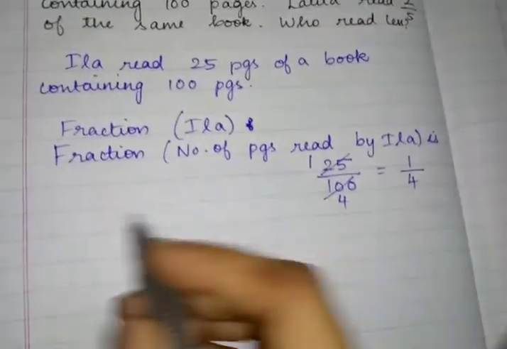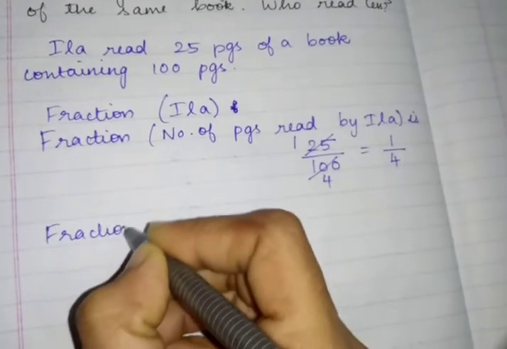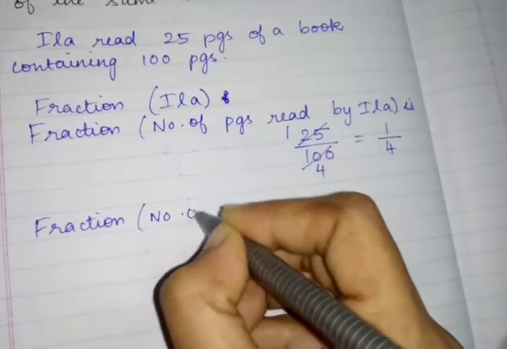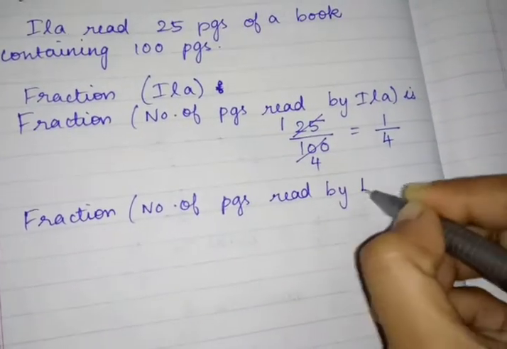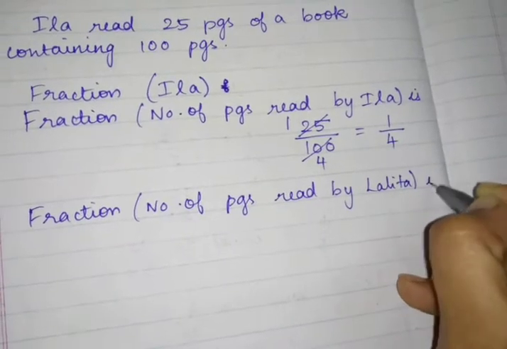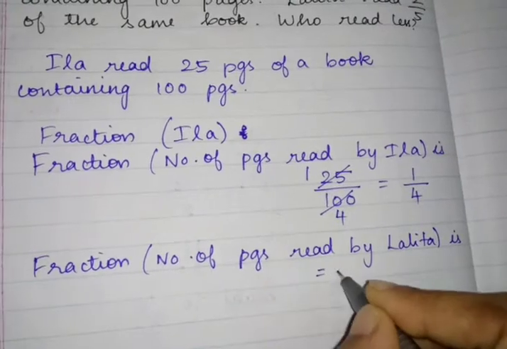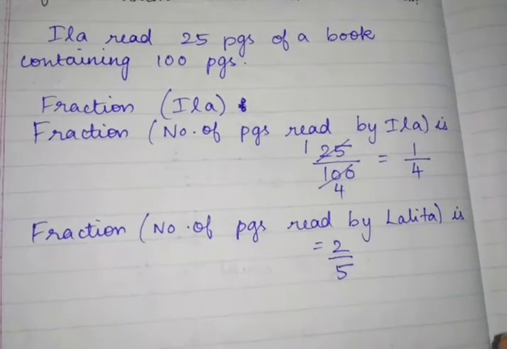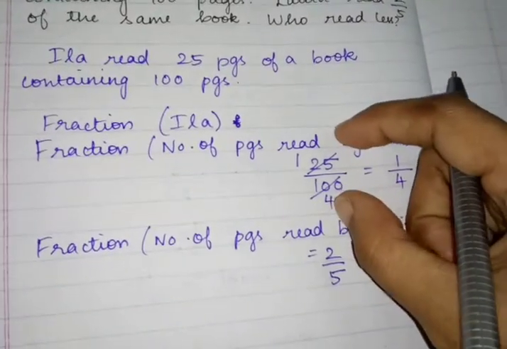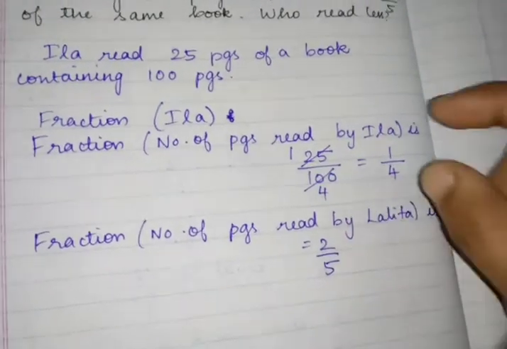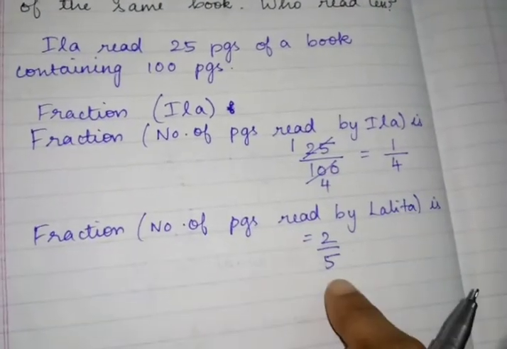Now the fraction of the number of pages read by Lalita. How many pages has Lalita read? 2 by 5. It is already a fraction, so we don't need to create a fraction. Here we have created a fraction, but here we don't need to. So this is the simplest form of Ila's fraction, and this is Lalita's fraction.